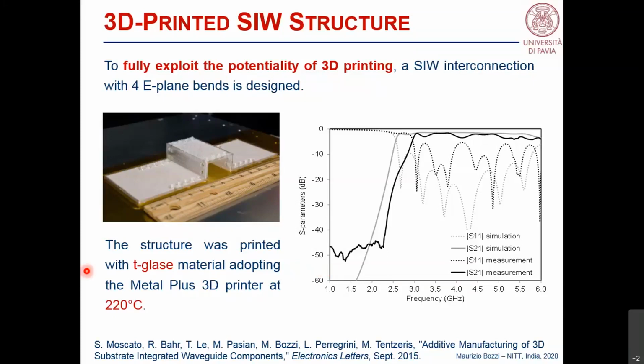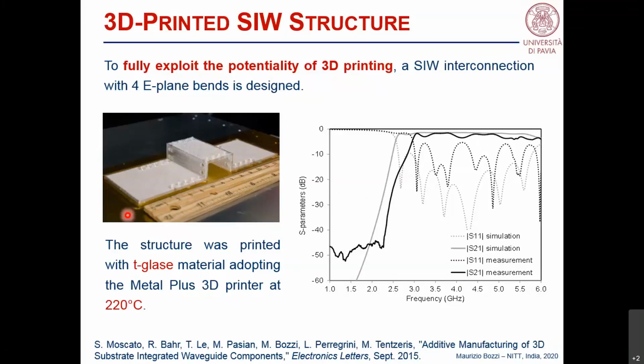And in this slide, you see the first structure that we implemented by using 3D printing in conjunction with the group of Manos Tentzeris at Georgia Tech. That was in 2015. And you see that you can also play with the shape. You can have like a bend in the E-plane, this kind of bridge. This is something that you cannot do by using standard PCB technology. It's very hard to obtain a shape like this. So you really have complete flexibility.